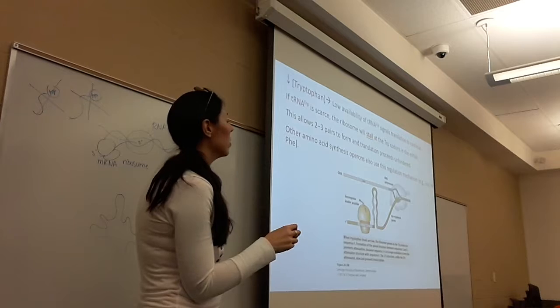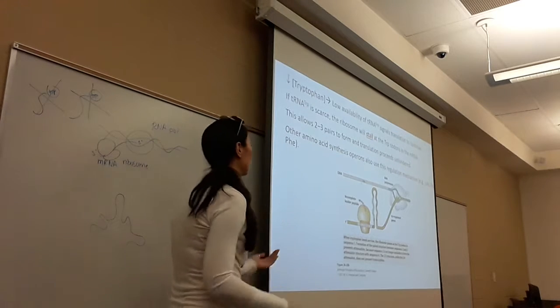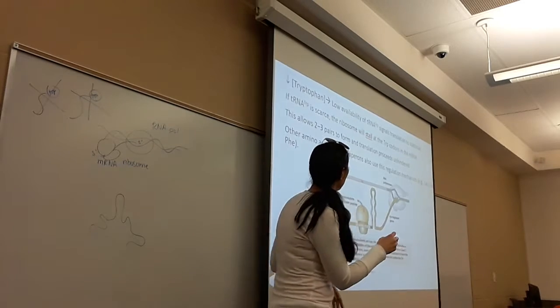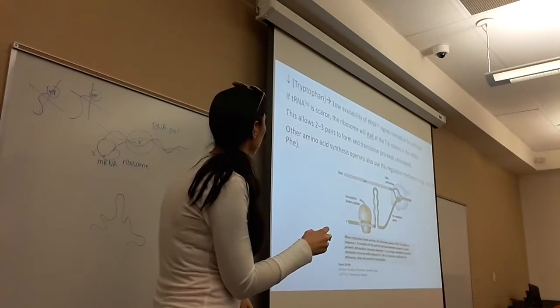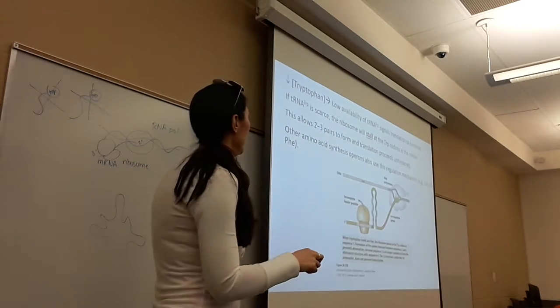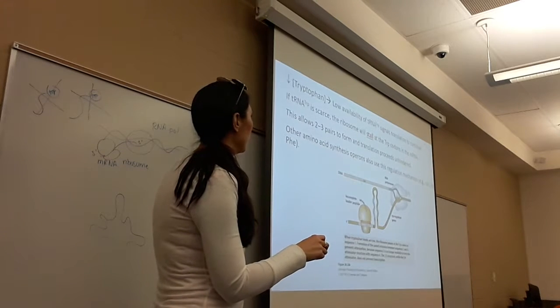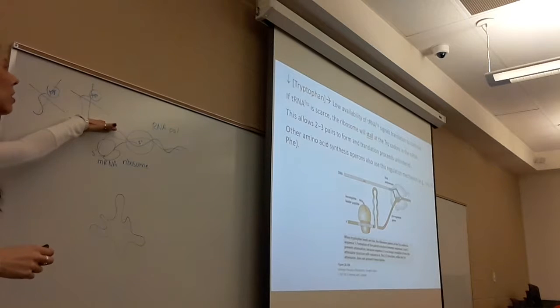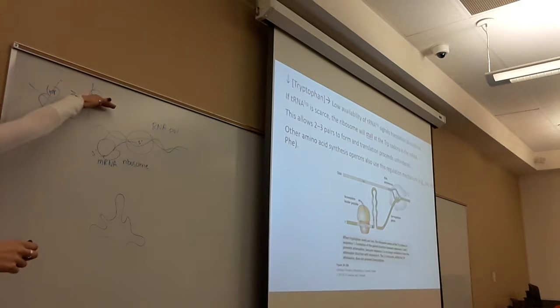Other amino acids do a similar thing, where codons are put in that leader sequence for whatever amino acid you're trying to make, like leucine or phenylalanine or histidine. So this is a way that we can use the availability of the tRNAs to signal to the cell the availability of the amino acid.